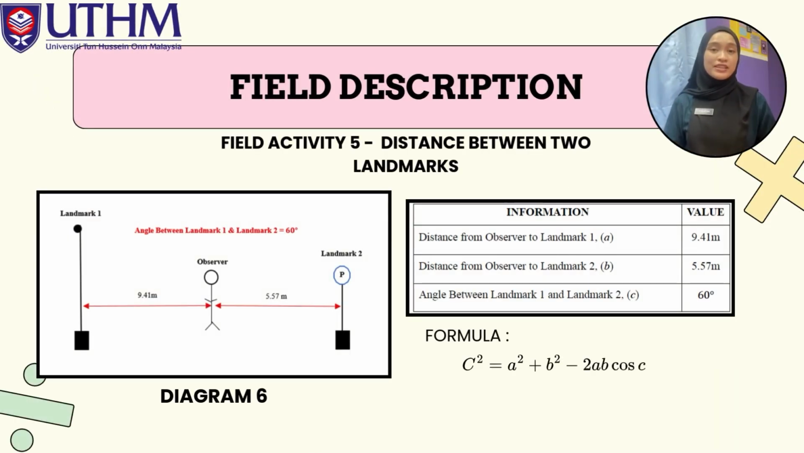In this part of the activity, we describe the field setup and the measurements collected during observation. The diagram shows the observer standing at a fixed point with 2 landmarks positioned on opposite sides. Landmark 1, which is the street light, is located at a distance of 9.41 meters from the observer. Landmark 2, which is the signboard near the parking area, is located at a distance of 5.57 meters from the observer. Based on the observer position, the angle formed between the 2 landmarks is 60 degrees.